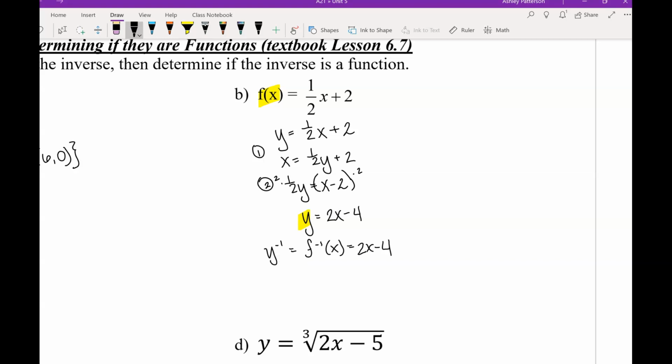Okay, now what did we find? We found a linear function, which, yes, I used the word function because it is a function. It is a line that does not have x values that repeat. So yes, it is a function.